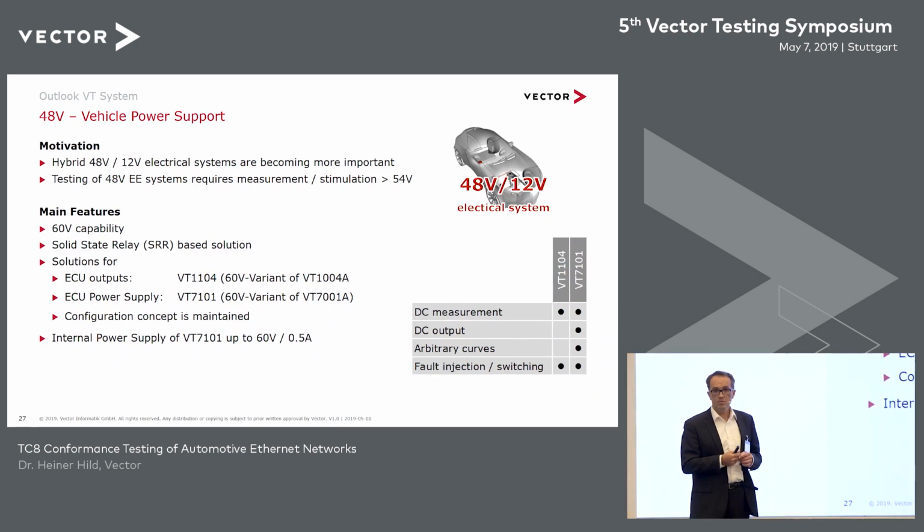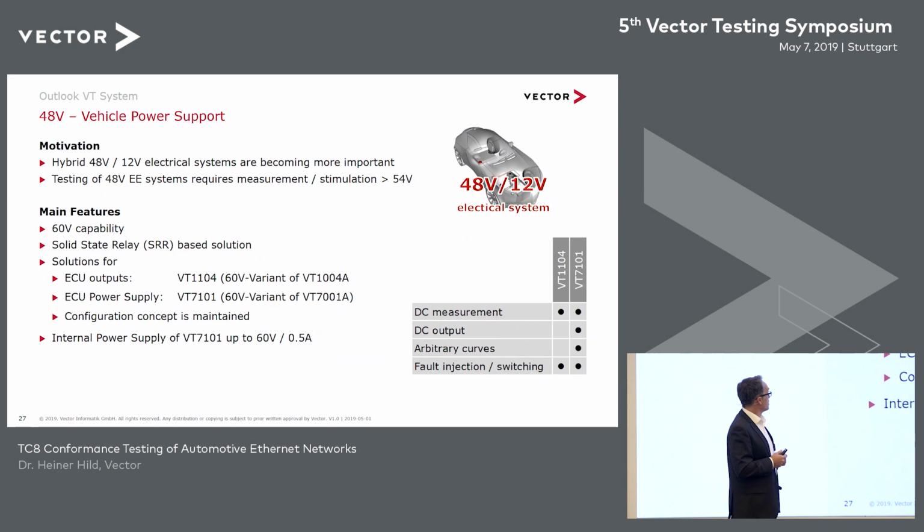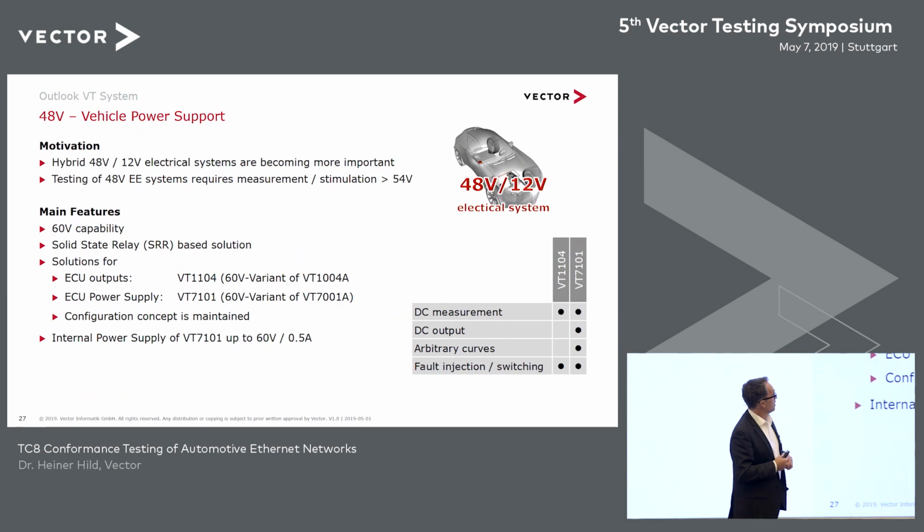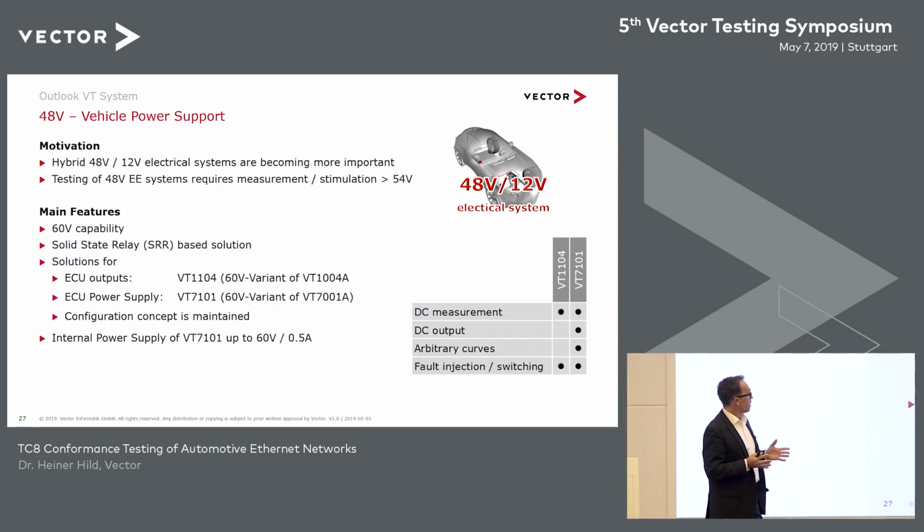Some of the modules can already do that. The switch matrix module can do it. The 2816 is also 60 volt capable. We thought about what else is needed, and we got to the point that at least the 1004, our measurement module that takes off ECU outputs, and the 7001 that supplies power will also have to be capable of 60 volts. And this is the offering that we're about to make.